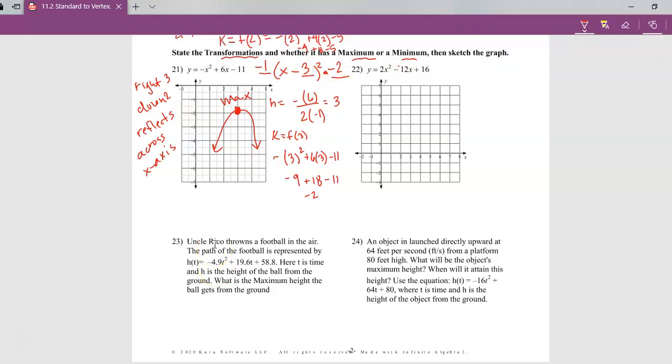On 23, it's a story problem. We're going to read this and figure this out. So Uncle Rico throws a football in the air. The path of the football is represented by h of t equals -4.9t squared plus 19.6t plus 58.8. Here, t is the time, and h is the height of the ball from the ground. What's the maximum height that the ball gets from the ground?